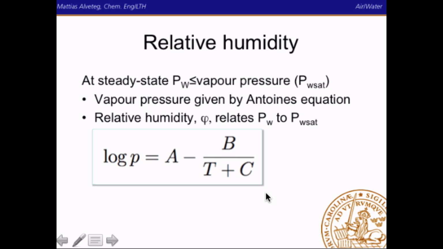You can look up A, B, and C in a table somewhere. Please note the units. It's rather common that you have temperature in Celsius in this equation for some reason, and then you have to look up what kind of unit you should have for pressure for those specific numbers for A, B, and C. And the relative humidity is defined as the ratio between the partial pressure of water and the vapor pressure. So the partial pressure of water at saturation, that's why we call it PV sat here.